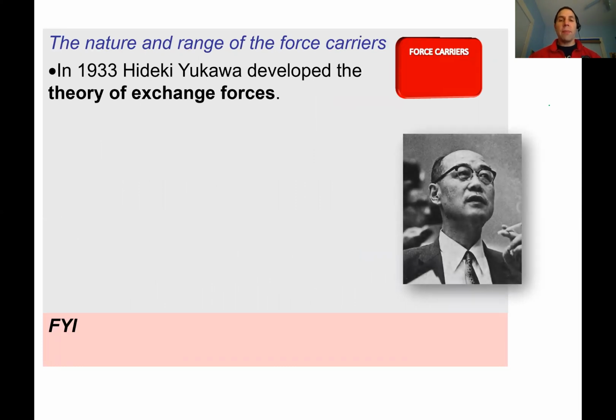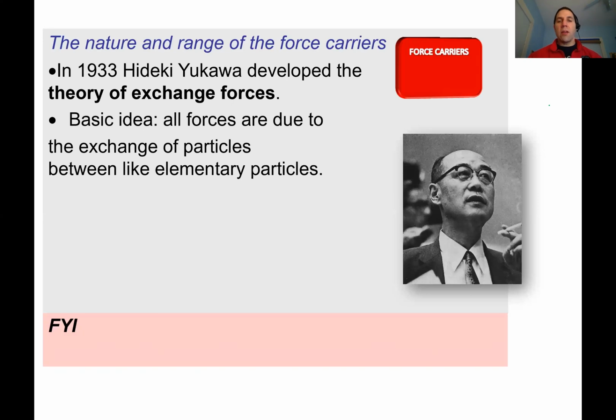So there's a Japanese physicist in the 1930s who came up with this idea that I've already started talking about, which is this theory that when we say something is acting on another object, exerting a force on another object, what's really happening at a fundamental level is that these particles are exchanging force carriers. So, like I said, all forces are due to the exchange of particles between the elementary particles.